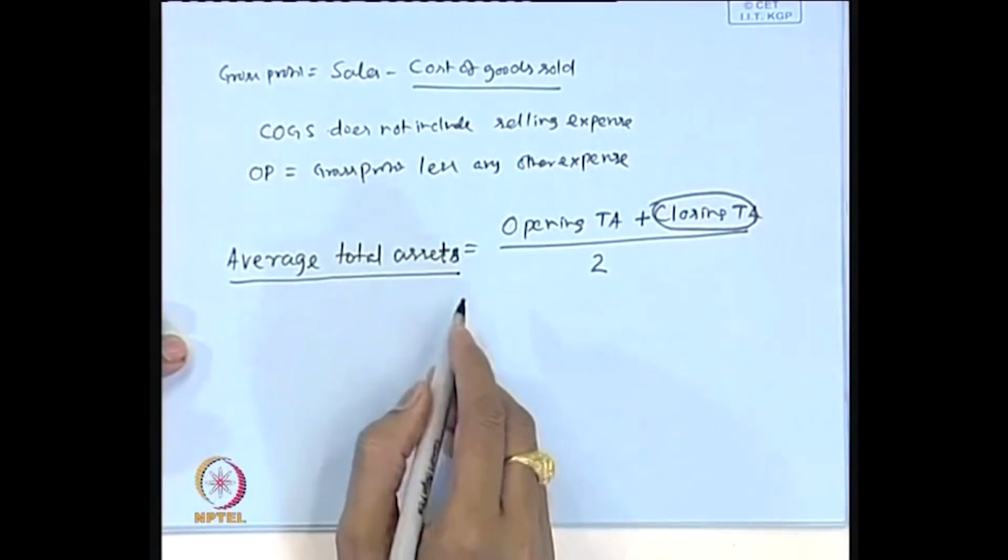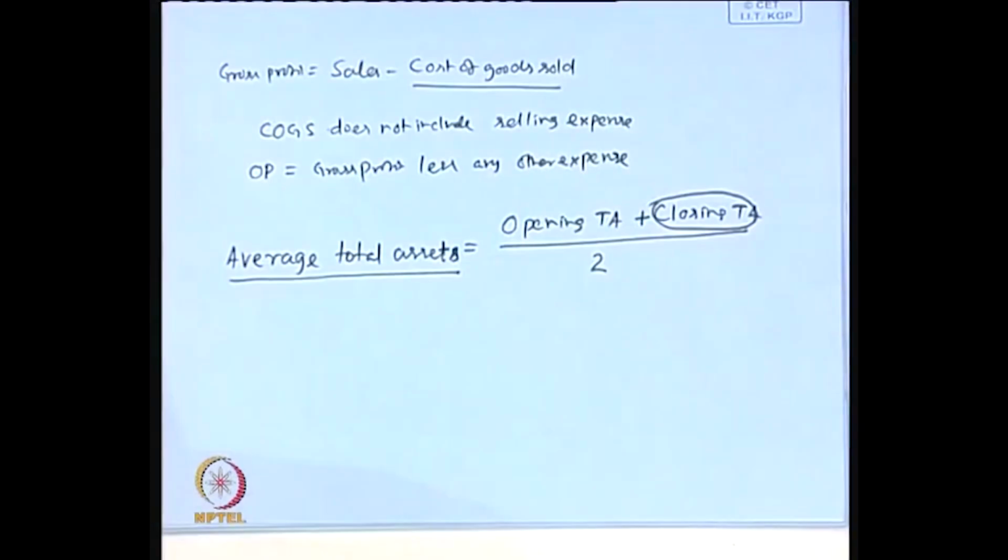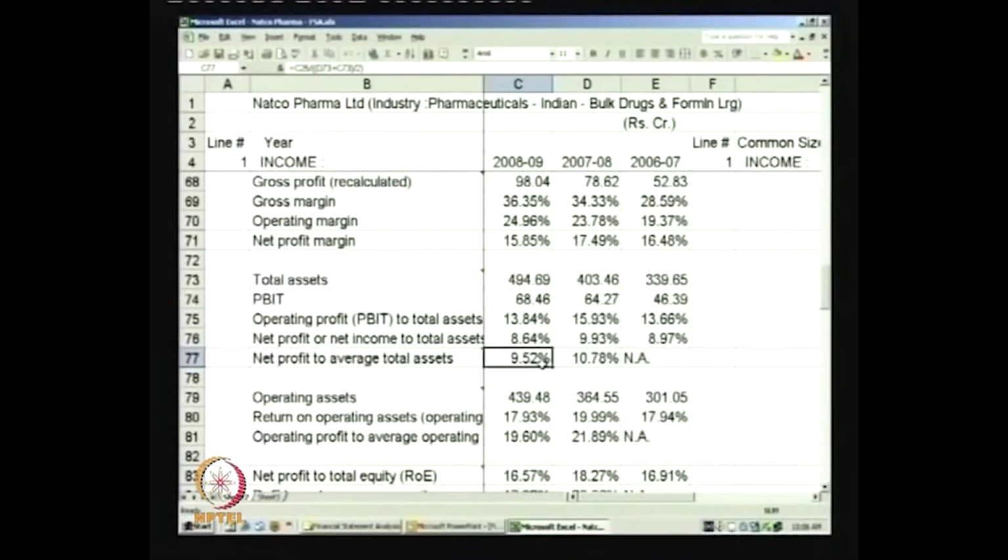The company might have acquired assets towards the end of the period. In that case, it is not right to expect profit on those total assets which have been acquired at the latest time of the period. To take care of that problem, it is better to take the average total assets, that is the average of opening and closing. This way, this company's return on total assets, or return on investment, when return is defined as net profit, which was 10.78%, has gone down to 9.52%.